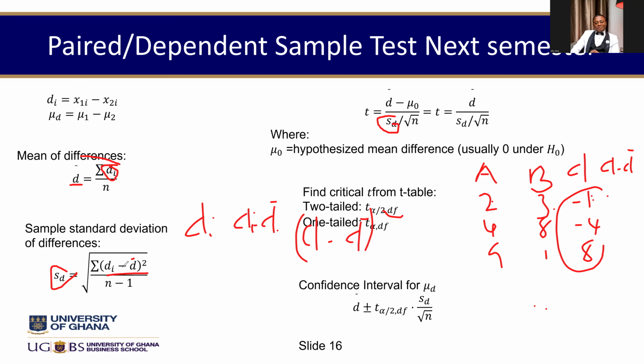Okay, and that's it. Once you find that, that will give you this SD. You come and substitute it here. That will give you the test statistic.